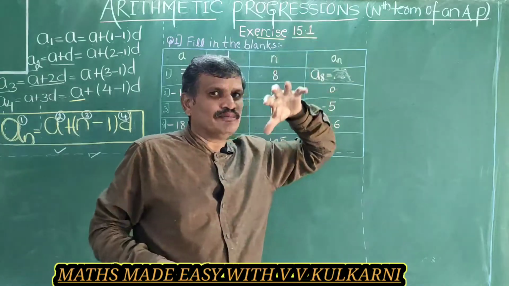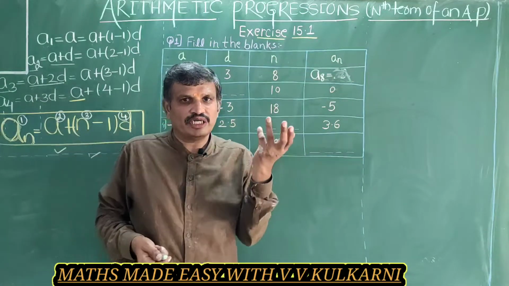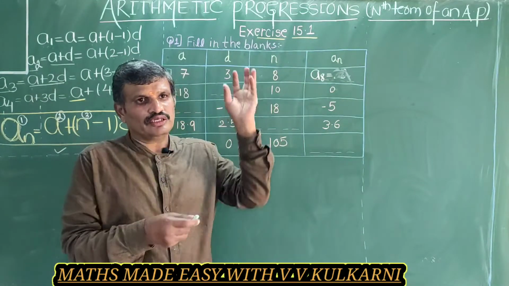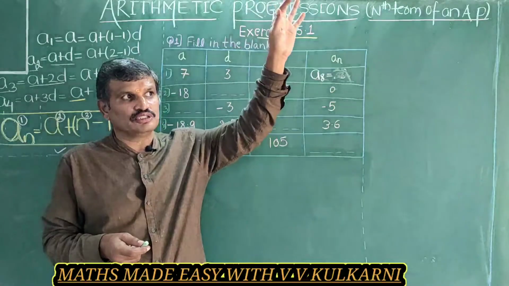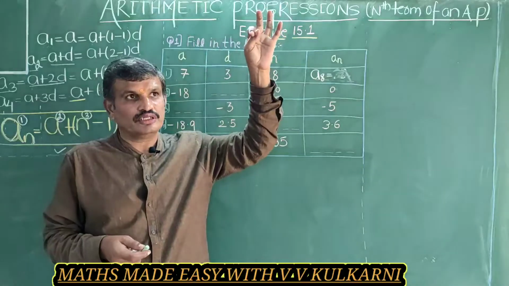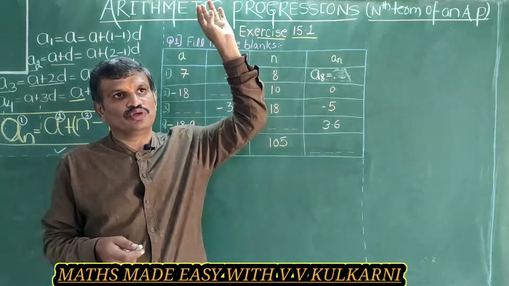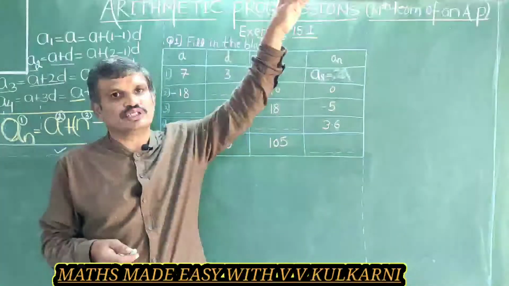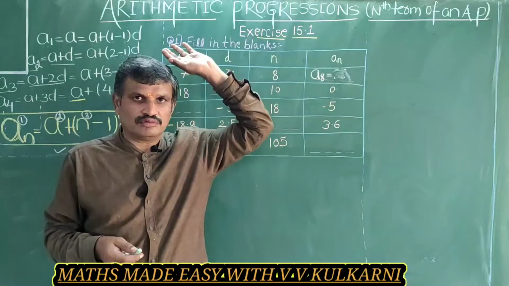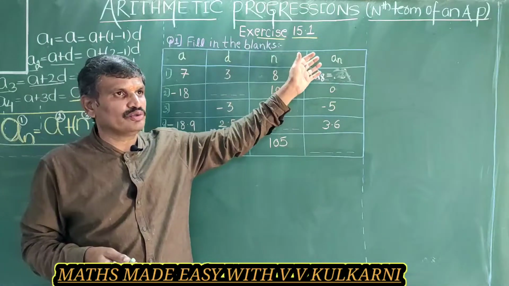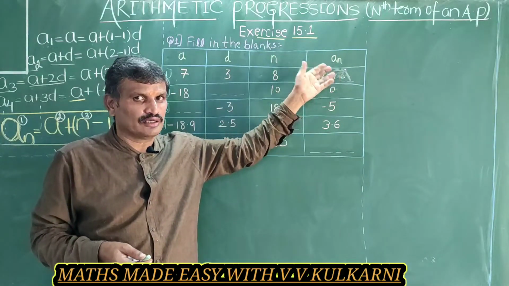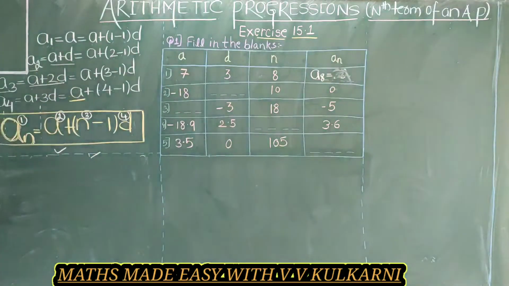Now, had I not been the maths teacher, I would have said, beta, it is very simple. Go on adding 3 to 7. 7 plus 3 is 10. 10 plus 3 is 13. 13 plus 3 is 16. 16 plus 3 is 19. 19 plus 3 is 22. 22 plus 3 is 25. And 25 plus 3 is 28. Over. Problem is over. But how many times is it possible for you to count with the hands and write the answer? It is not possible.